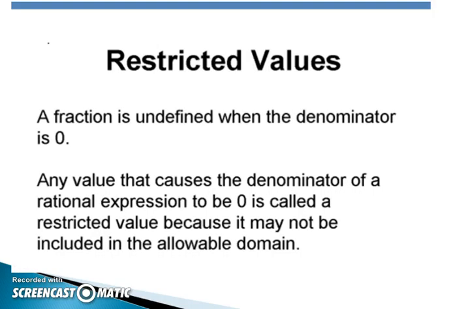Also part of this is thinking about restricted values. A restricted value is just any number that would cause our denominator to equal 0, because we can't divide by 0. It's not possible to divide by 0. So we have to identify those values that are going to make that happen. What's going to cause our denominator to equal 0?